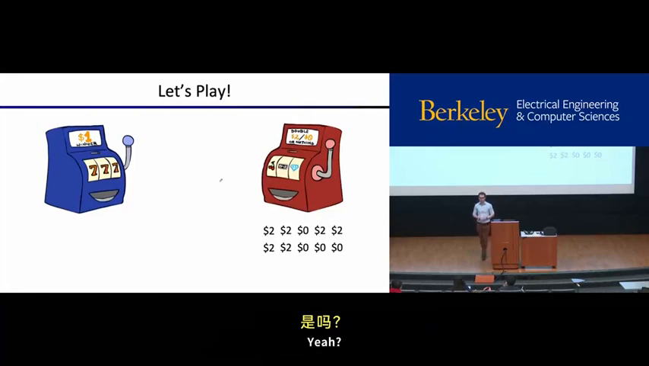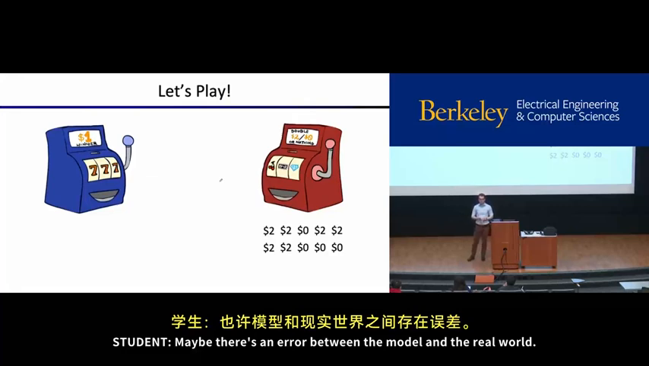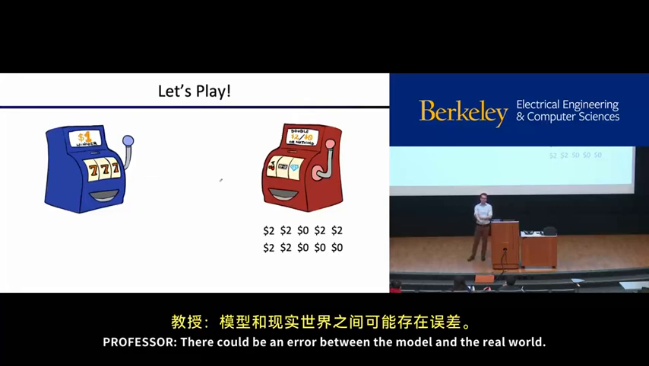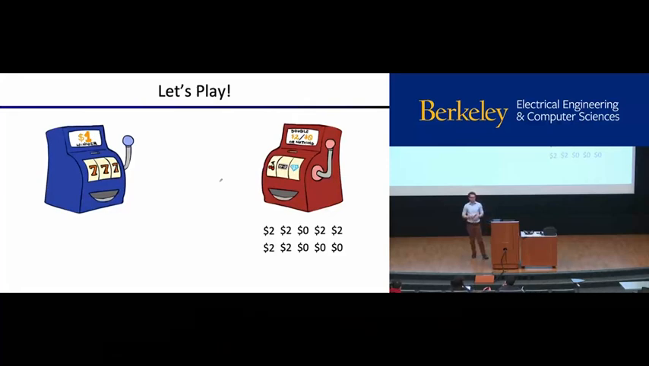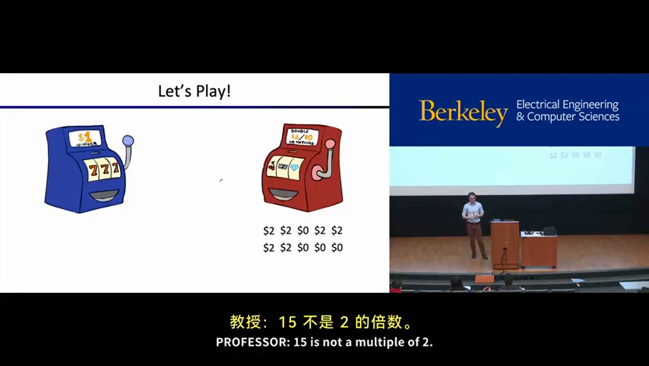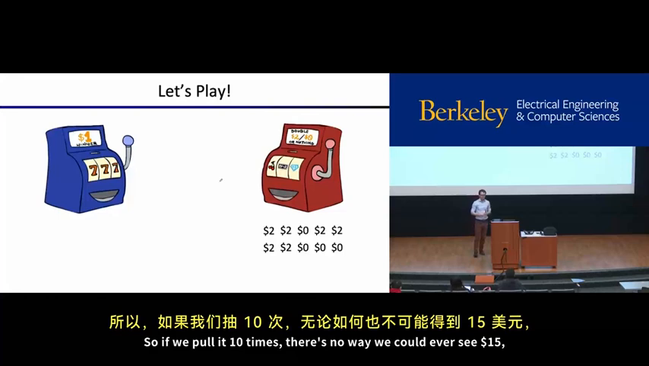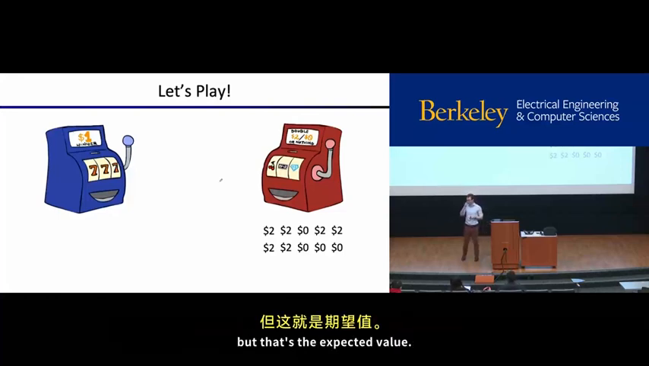There could be an error between the model and the real world. What else might have happened? Why can't we get $15? Yeah, $15 is not a multiple of $2. So if we pull it 10 times, there's no way we could ever see $15, but that's the expected value.